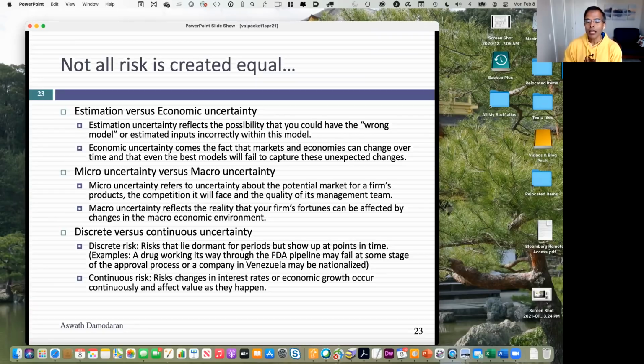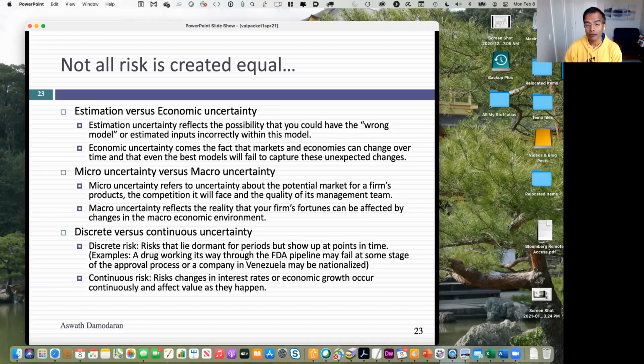What's micro uncertainty? It's uncertainty about what this company will do, what the competition will do, what the managers will do. Macro uncertainty comes from outside. When will the shutdown end? What will the economy look like when it comes back? What will the Fed do?